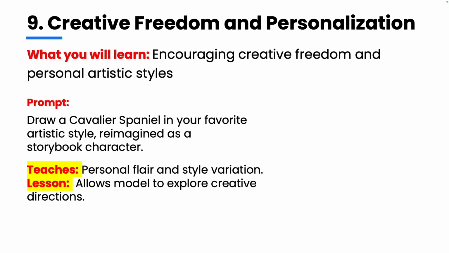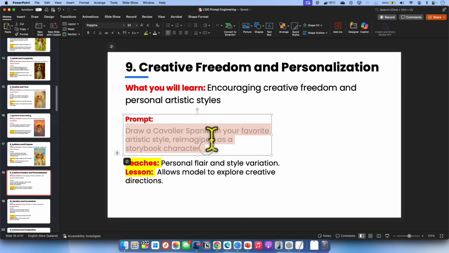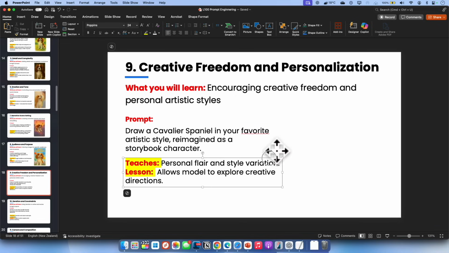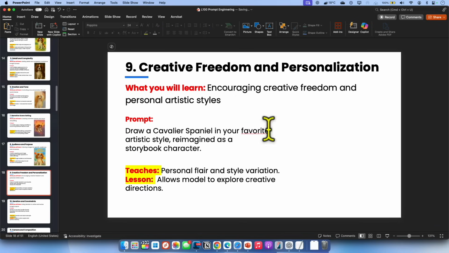So we are not giving any constraint. So far we were giving constraints, like telling, hey, can you do so and so in my style? If you want to explore the freedom of choice of the model itself, you can sometimes give full control to the model to give you a specific output. What we are going to learn here is encouraging creative freedom and personal artistic styles. So the prompt we are going to use is: can you draw a Cavalier Spaniel in your favorite artistic style, reimagined as a storybook character. So I'm not going to tell which artistic style. I want the model, whatever the Copilot is using at the moment, to pick that.